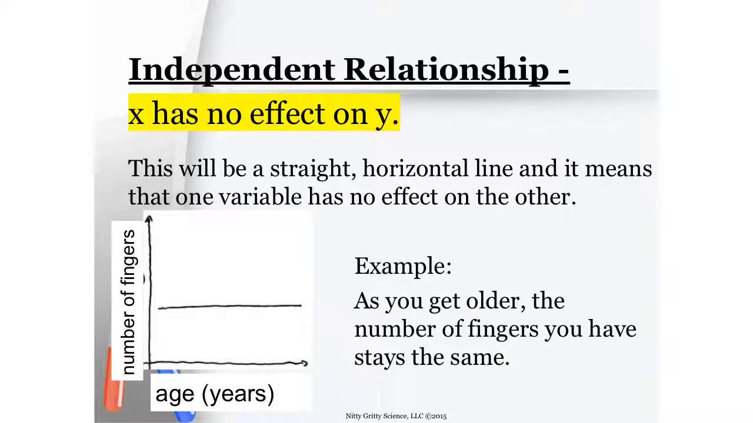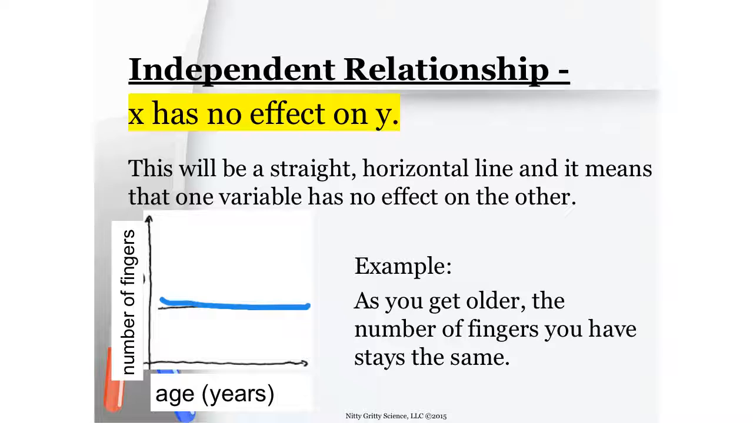All right, our last type of relationship in earth science is called an independent relationship. This is when x has no effect on y. It doesn't matter what's happening to x, y is not going to be affected by it. Okay? So this is going to be a straight horizontal line, and it means that one variable has no effect on the other one. So on your paper, on your input page, make sure you draw the graph.